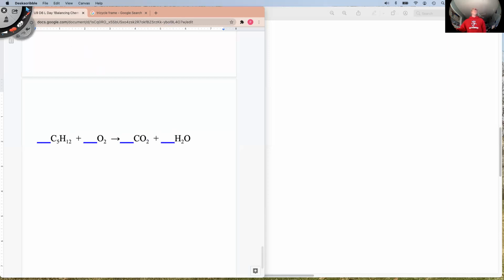All right, so we have this right here. Ladies and gentlemen, at this juncture, we're going to balance this equation. It's going to be very similar. So we can say we have carbons, we have hydrogens, and we have oxygens. And you can see that we don't have any polyatomic ions. We have carbons, hydrogens, and oxygens.